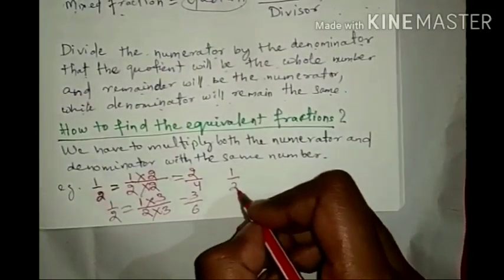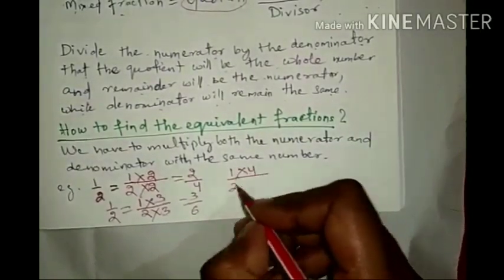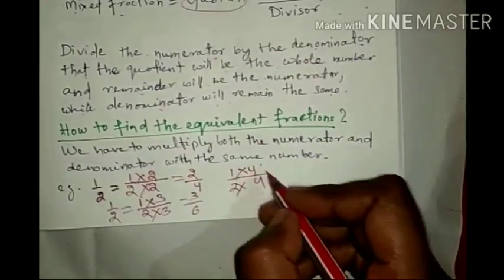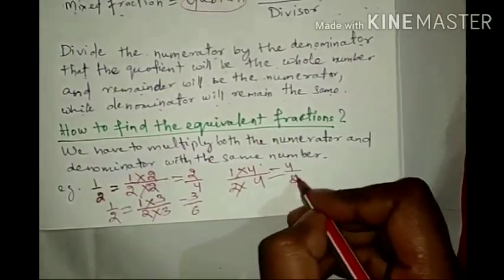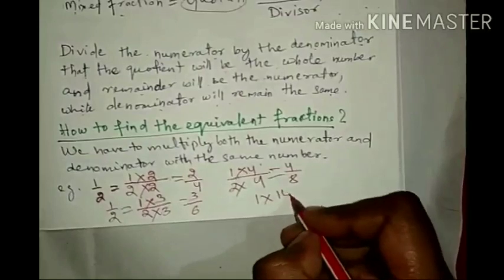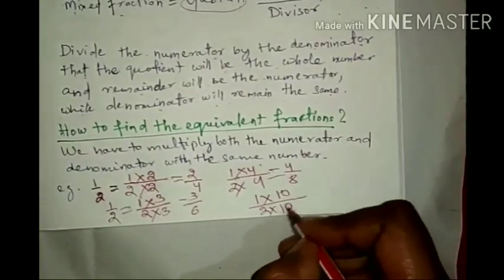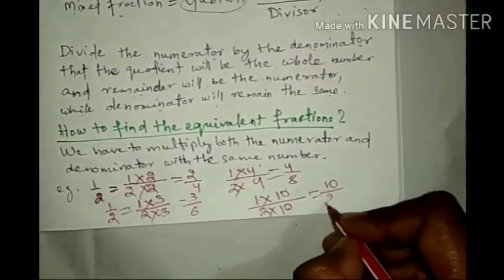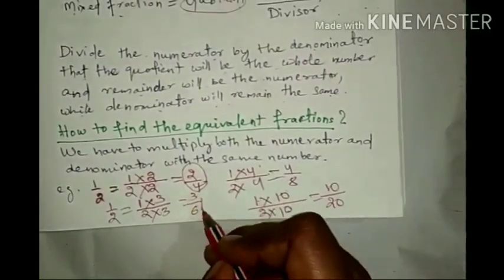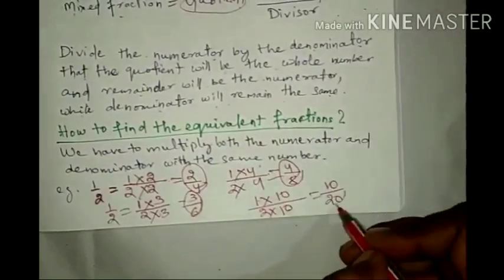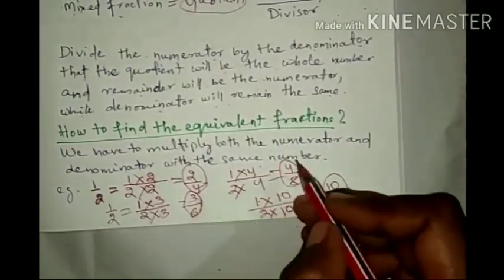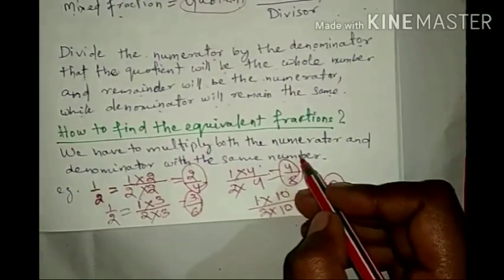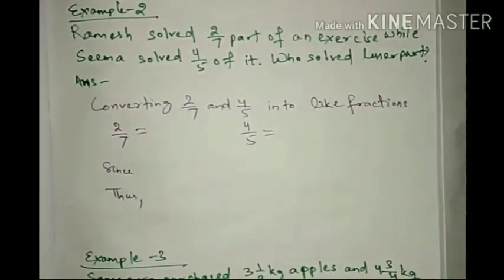Like that, I can multiply 4 to the numerator and denominator: 4 by 8. If I multiply by 10, the same number with the numerator and denominator: 10 by 20. So here 2 by 4, 3 by 6, 4 by 8, 10 by 20, all are equivalent fractions. Let's go to some examples of your book. You have to do all the examples of your book.